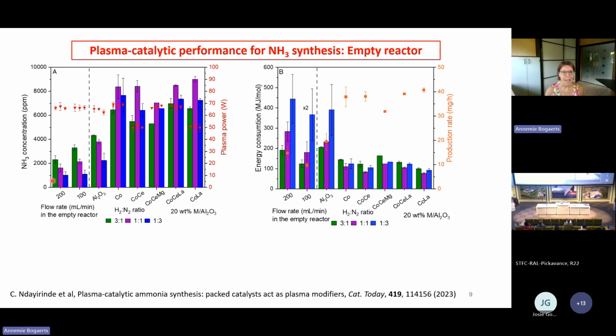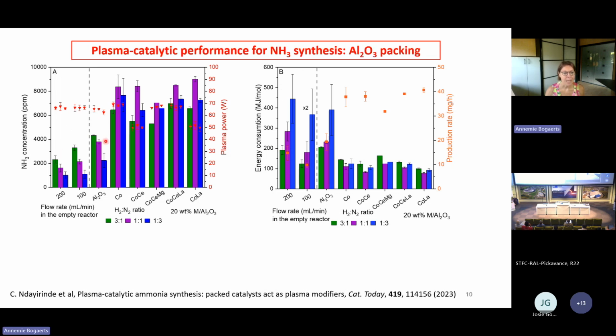So we first look at the results for the empty reactor. These are the bars here, and we show this for 3 different hydrogen-nitrogen ratios. What we can see is that the 3:1 ratio shows the best results, and we also see that some ammonia is formed due to the plasma, so without catalyst or support, due to gas phase reactions.